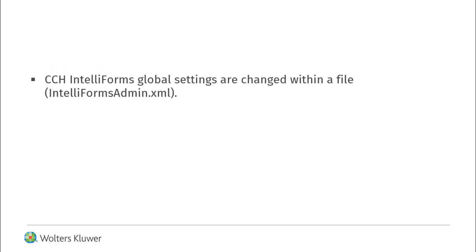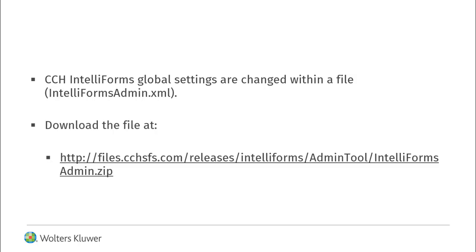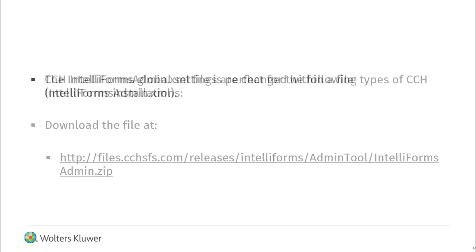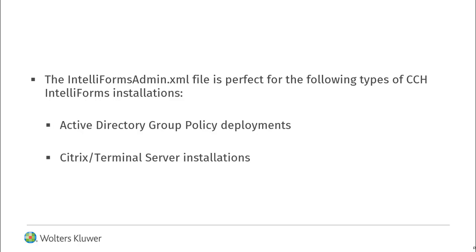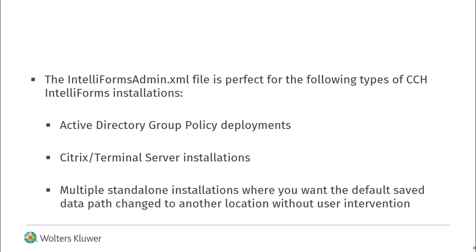CCH IntelliForms uses the file IntelliFormsAdmin.xml to change the global settings. You can download the file at the address shown on the screen. The IntelliFormsAdmin.xml file is perfect for these types of CCH IntelliForms installations: Active Directory group policy deployments, Citrix terminal server installations, and multiple standalone installations where you would like the default Save Data path to be changed to a different location without user intervention. Now let's take a look at the IntelliFormsAdmin.xml file.